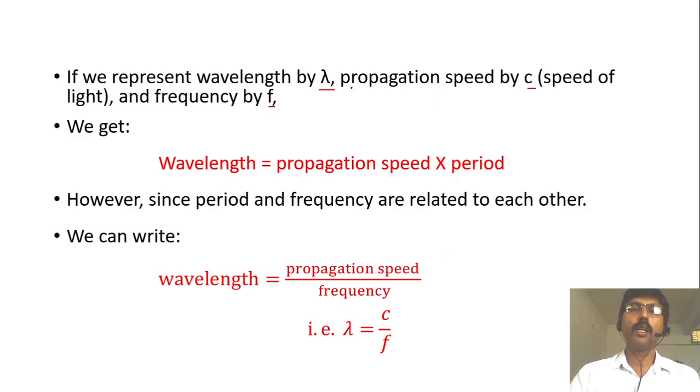Here this wavelength is very useful in transmitting data in the form of light through optical fiber. When you are sending data using light, the wavelength is very important.